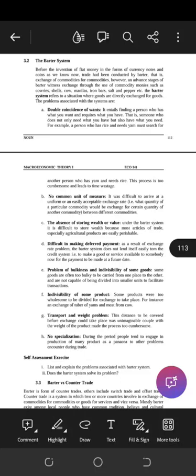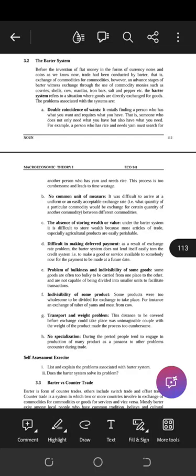But then there were a couple of issues with the barter system. Of course, it was in a period where money had not been invented and people were exchanging goods for goods. The biggest issue with the barter system, under 3.2, is the issue of double coincidence of wants. Double coincidence of wants. That was the biggest issue with the barter system. Let me explain what it means. Are you following, ma?